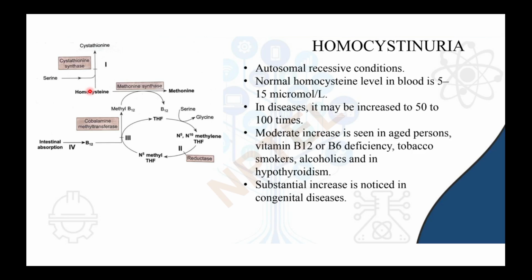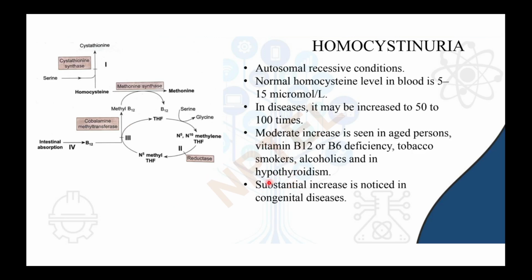Normal homocysteine level in the blood is 5 to 15 micromole per liter, but in diseases, it may be increased to 50 to 100 times. Okay. Moderate increase is seen in aged persons. And then there are some acquired homocystinuria, which are due to vitamin B12 or B6 deficiency. So you see homocysteine breakdown into methionine requires vitamin B12. So if there's a vitamin B12 deficiency, that can also lead to homocystinuria.